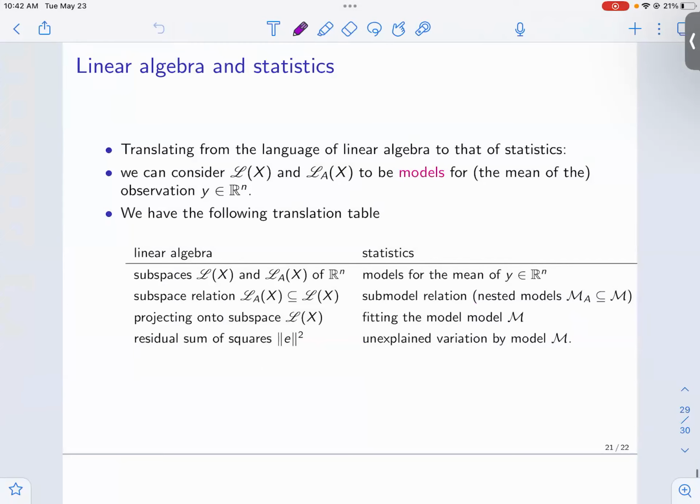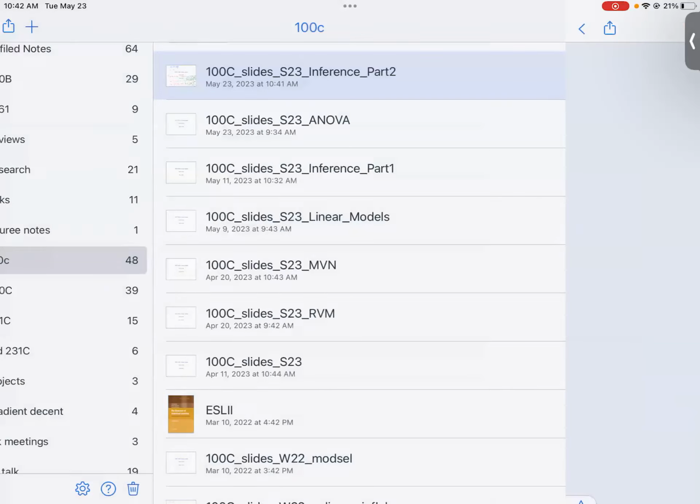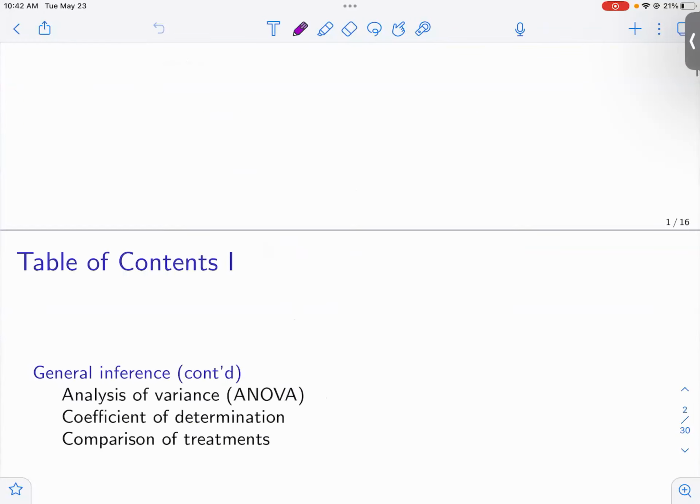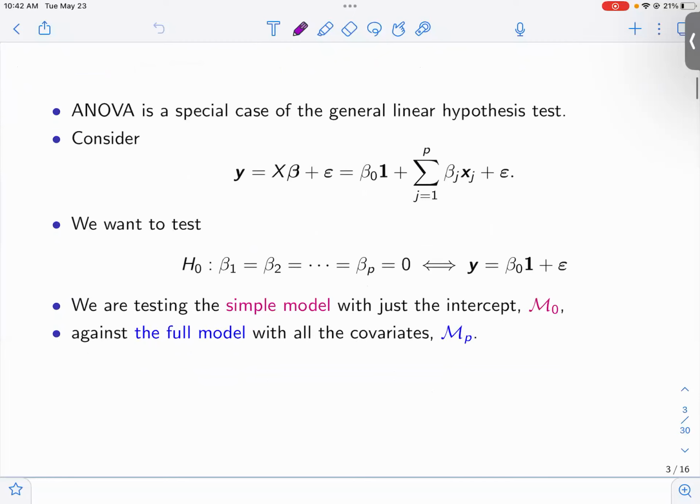Any questions? So let's do a little bit more. I'm going to the next set of slides. Now you know that everything is going to be simple. I'm going to be very quick.